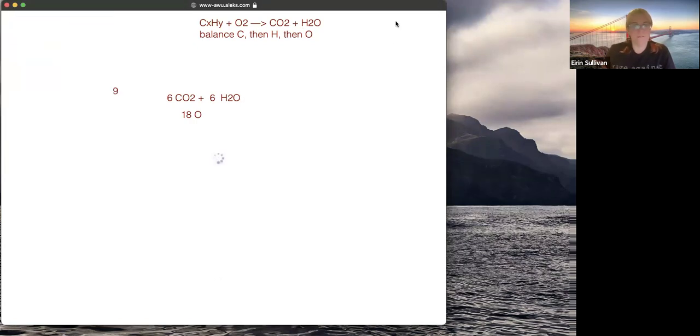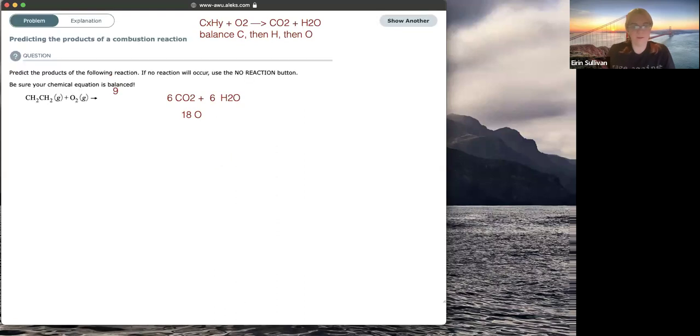And if in doubt, if you've balanced something correctly, just remember you can always count up all your elements on each side, make sure they're balanced. So again, it's another hydrocarbon and oxygen. So possible products are carbon dioxide and water. So balance carbon first. There's 2 carbons. So balance hydrogen next. 4 hydrogens over here, so that requires a 2 in front of here. Then how many oxygens have I got? 2 times 2 is 4, plus another 2 is 6, so I can put a 3 in front of that oxygen and I'll be balanced.